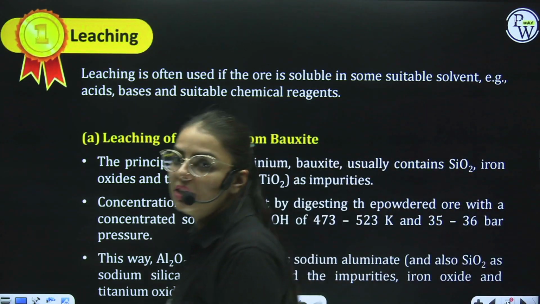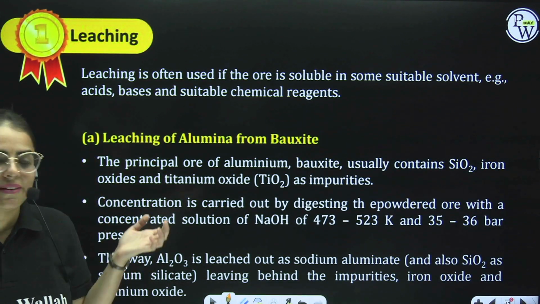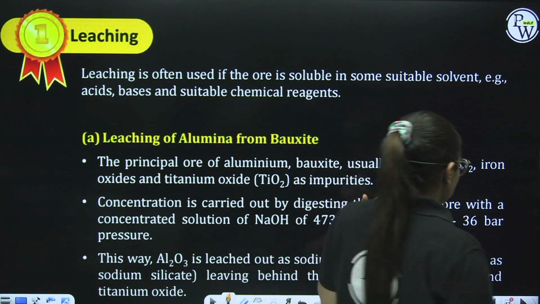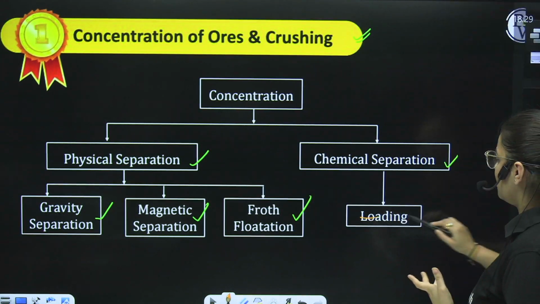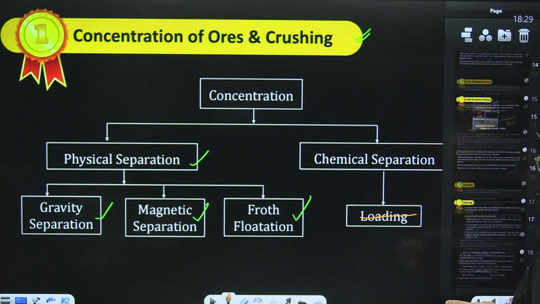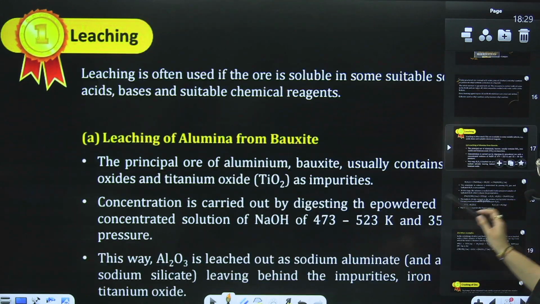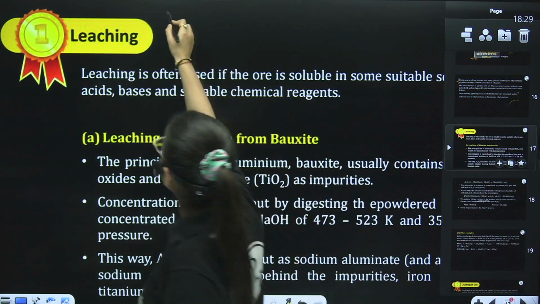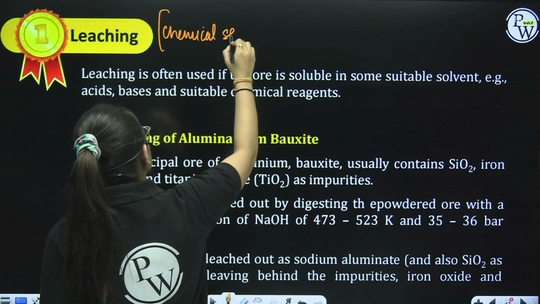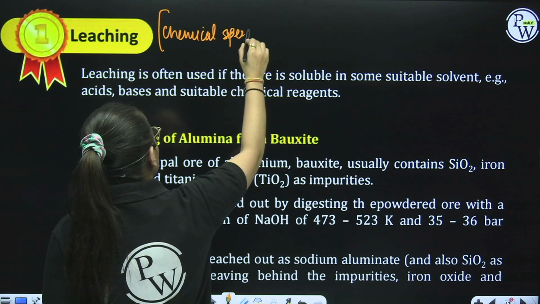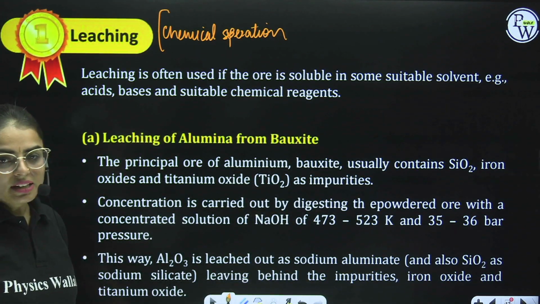Now comes the process of leaching. When I was telling you about chemical separation methods, I said there are many methods. Chemical separation methods we are going to understand in depth now. You can mention it, leaching is a chemical separation method. In a chemical separation method, what exactly is going to happen?